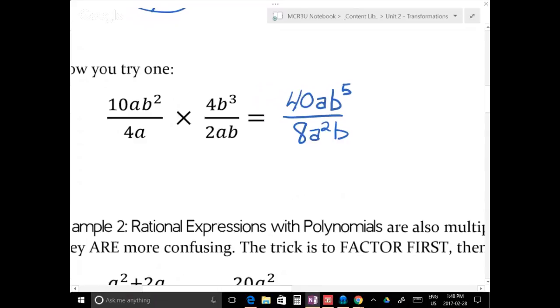Again, we're just multiplying numerator times numerator. 10 times 4 is 40. A times no more A's, because we still only have one A. It's on the exponent. And then B squared times B cubed means that altogether there's 5 B's being multiplied together on the top. So B is the fifth. Good. On the bottom, 4 times 2 is 8. A times A is A squared. There's no B's here, but we get 1 here. So there's a single B.